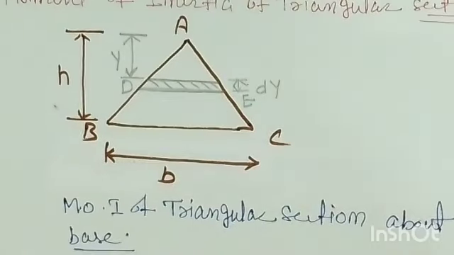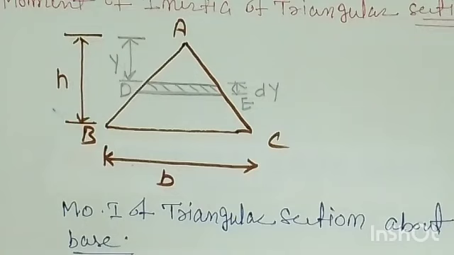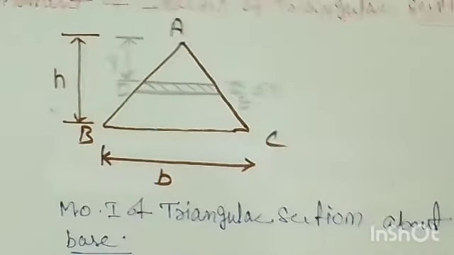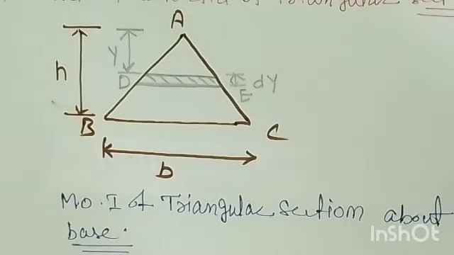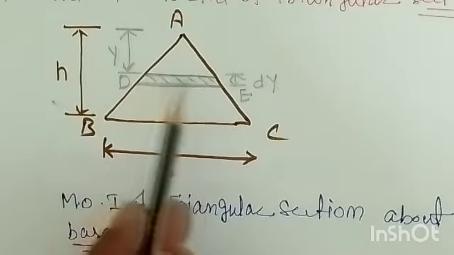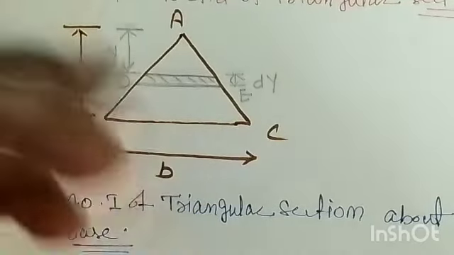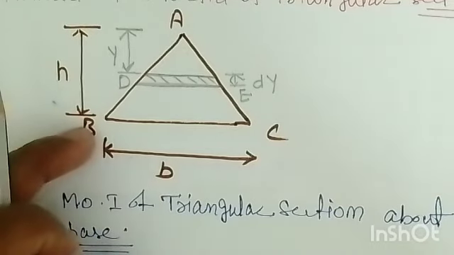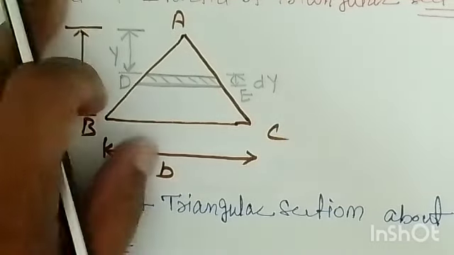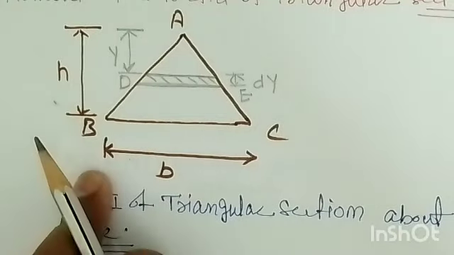You know that the moment of inertia of any section is nothing but the area into the perpendicular distance squared. Here we are finding the moment of inertia about the base, which means the perpendicular distance is nothing but the vertical distance. So first we will find the moment of inertia of this elemental strip, and then we have to integrate the relation we generate from 0 to h, from lower limit to upper limit.